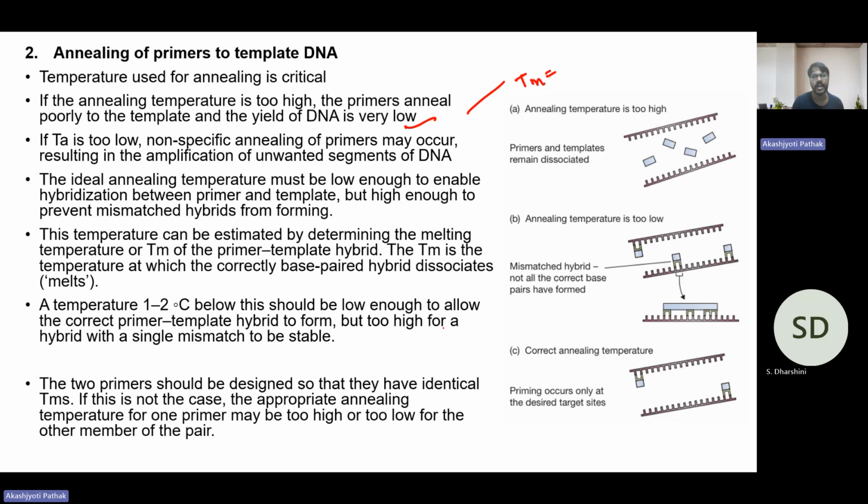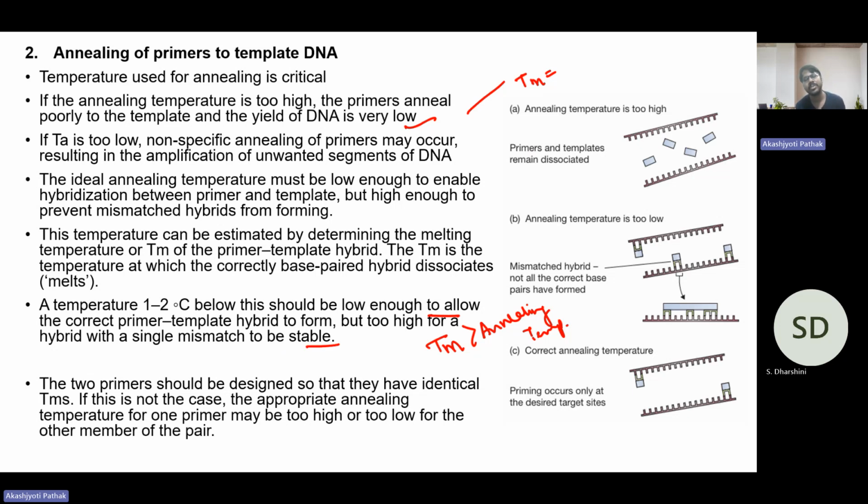So you have to keep these points in mind, and your annealing temperature must be lower than the melting temperature. Okay, so your melting temperature must be greater than your annealing temperature. Every primer has a particular TM. You can determine the TM of your primer. The TM is the temperature at which the correctly base-paired hybrid dissociates, melts. Usually the annealing temperature is kept 1 to 2 degrees Celsius below this, because this temperature should be enough to allow the correct primer-template hybrid to form, but too high for a hybrid with a single mismatch to be stable.